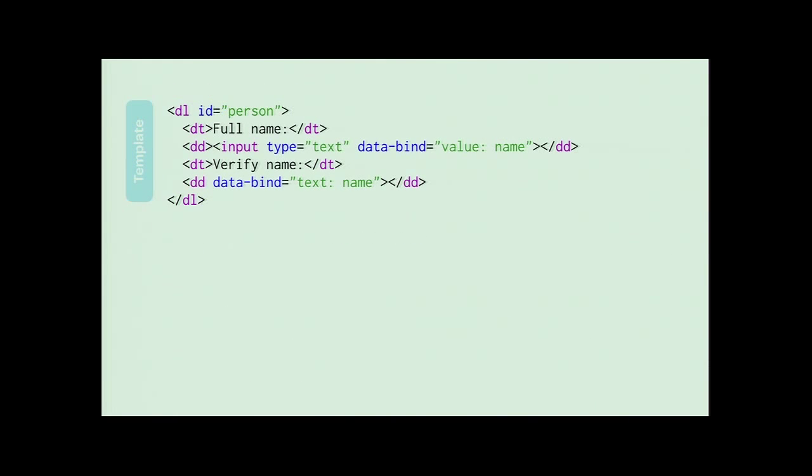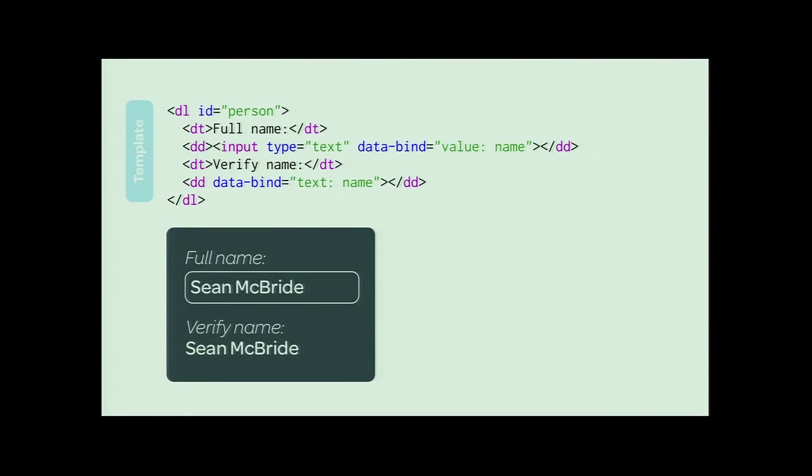The other cool thing about these bindings is that they're bidirectional. So I've got now an input tag for full name where the value is bound to the name. And then below that, I just have a normal element, which is the text is bound to the name. So if I render that with my Sean McBride person view model, we can see that my name is in that element, and it's also the value of the input field. But if I start typing in the input field, that value is propagated back to the view model, and then from there back to all of the other places in every other template where that value might be used.